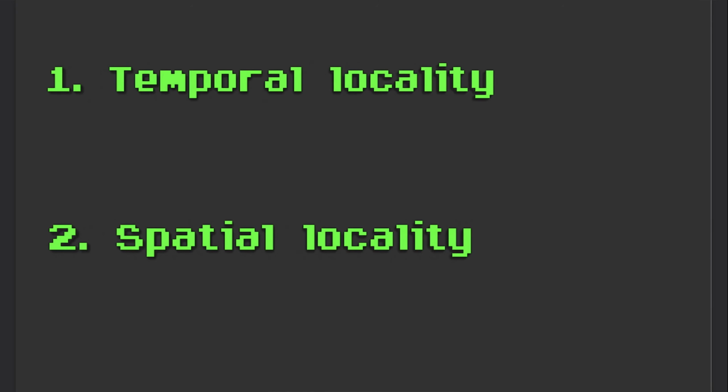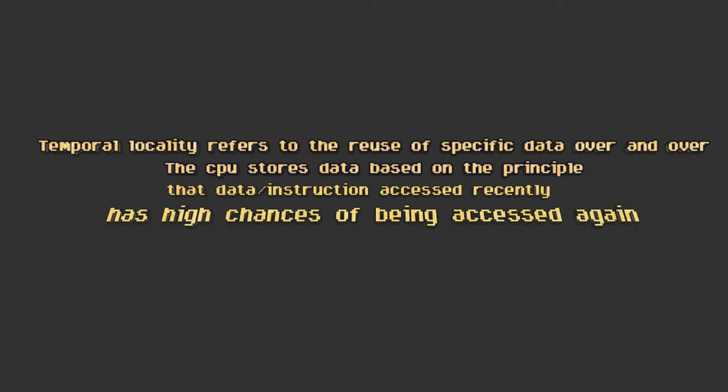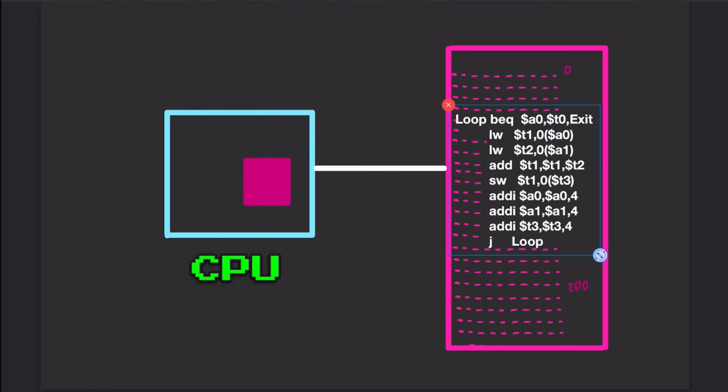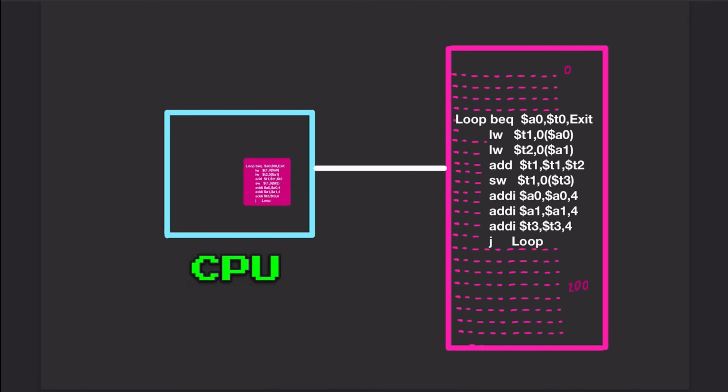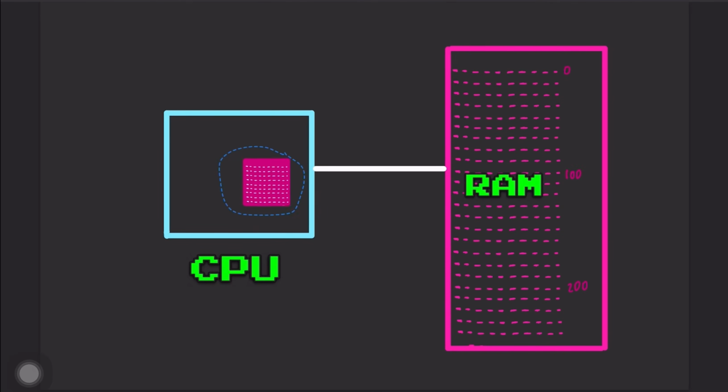There are two main types of locality of reference: temporal locality and spatial locality. First, let's see about temporal locality. Temporal locality refers to the reuse of specific data repeatedly. The CPU stores data based on the principle that data or instruction accessed recently has high chances of being accessed again. It is the principle a CPU used when it decided to store the set of instructions in the loop into the cache, based on the principle of temporal locality that every time the loop occurs, the CPU would need to access the same data again and again.